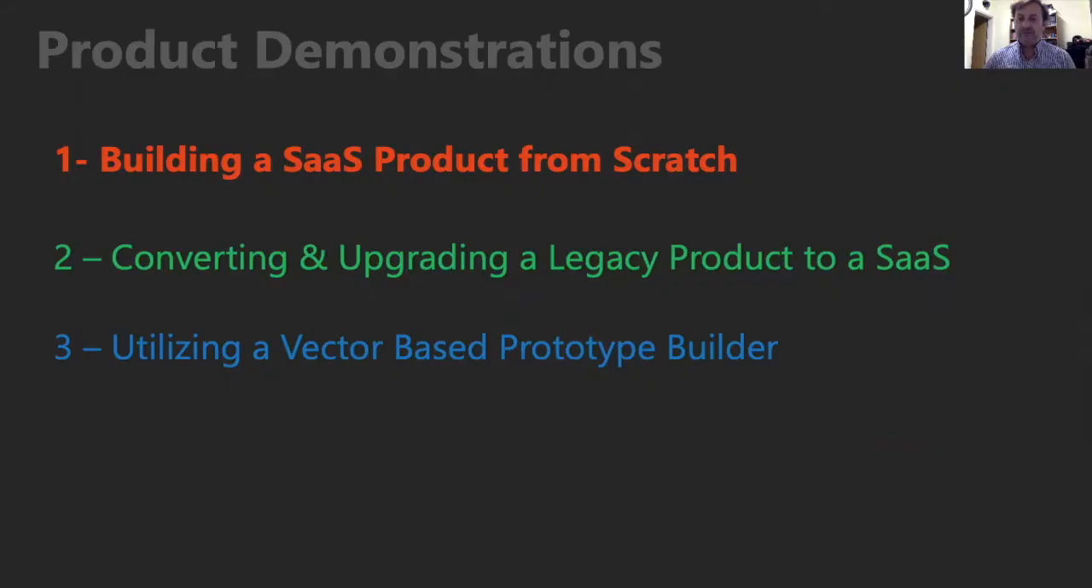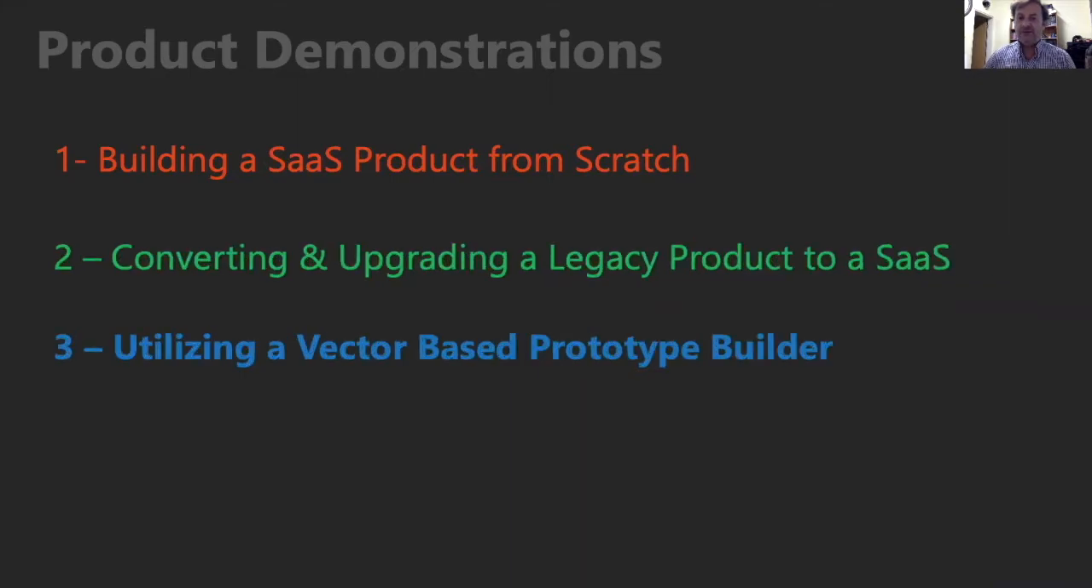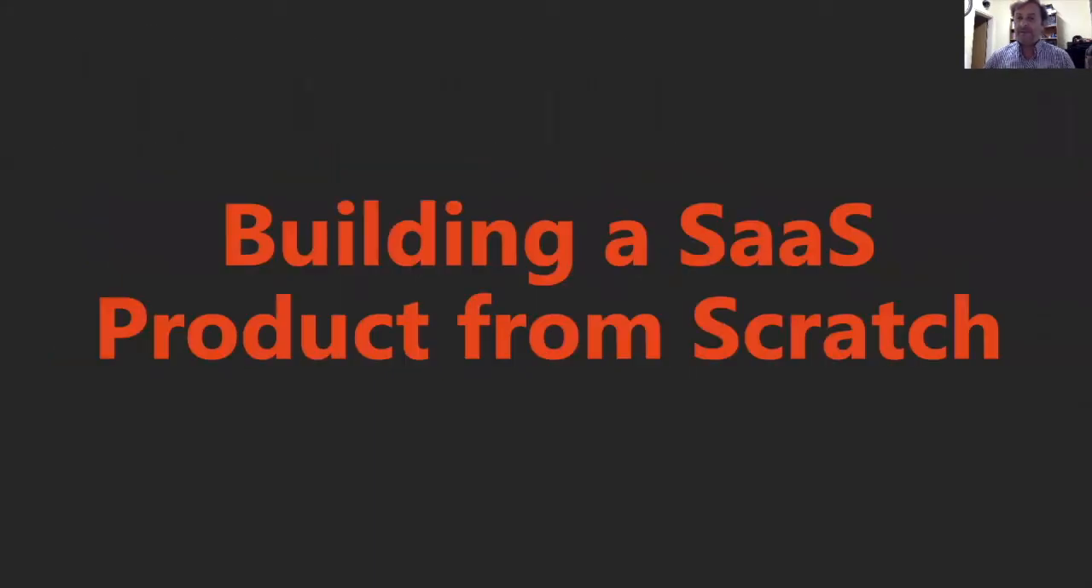The first, building a SaaS product from scratch. The second, converting and upgrading a legacy product to a SaaS product. And the third, utilizing a vector-based prototype builder to build an interactive application prototype. If a picture tells 1,000 words, then a prototype tells 10,000. Building a SaaS product from scratch.